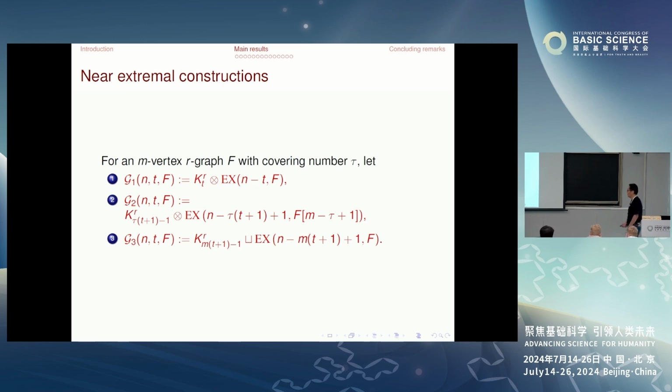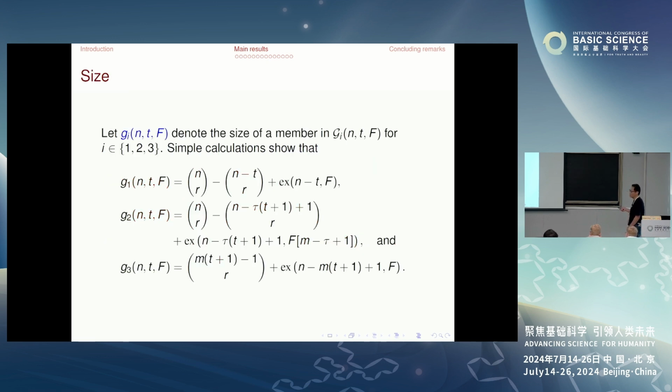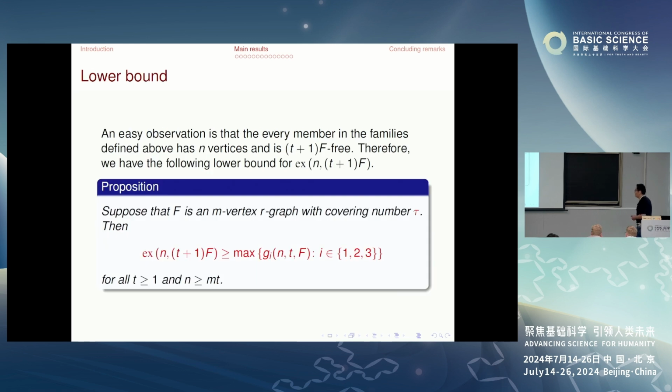For this graph, we want to choose the edges of each graph. We use G_i(n,t) to denote the number of edges in G_i. It's easy to see that the Turán number of (t+1)F is at least e(G_i). And I mean that the graph we just constructed is a lower bound.